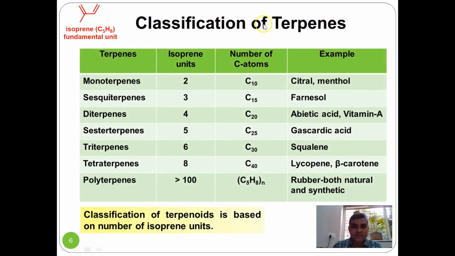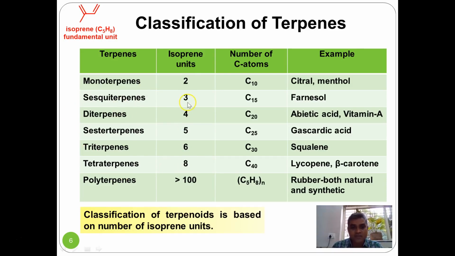Now let us see the classification of terpenoids. As already discussed, terpenes are made up of isoprene units, and depending upon how many isoprene units they contain, the terpenes are classified into mono, di, tri and tetra. Monoterpenes contain 2 isoprene units, di contains 4 isoprene units, tri contains 6, tetra contains 8. That is, 2, 4, 6, 8 isoprene units correspond to the monoterpenes, diterpenes, triterpenes and tetraterpenes.